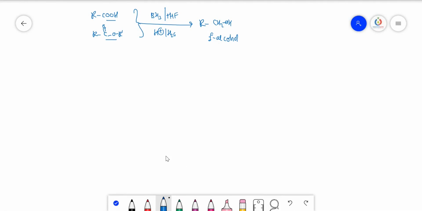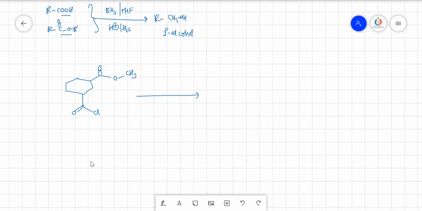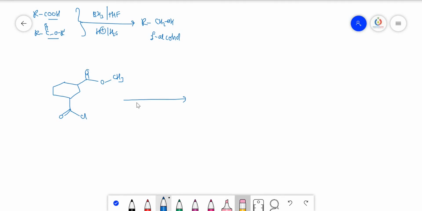For example, I'll take one example here. This is an example. I want to reduce only this particular ester to the alcohol, not this acid halide. If you use the lithium aluminum hydride, it will reduce both of these. If you use sodium borohydride, it will reduce acid halide, not the ester. But I want to reduce only this one. So this one I shall discuss separately, which is a beautiful example for us.